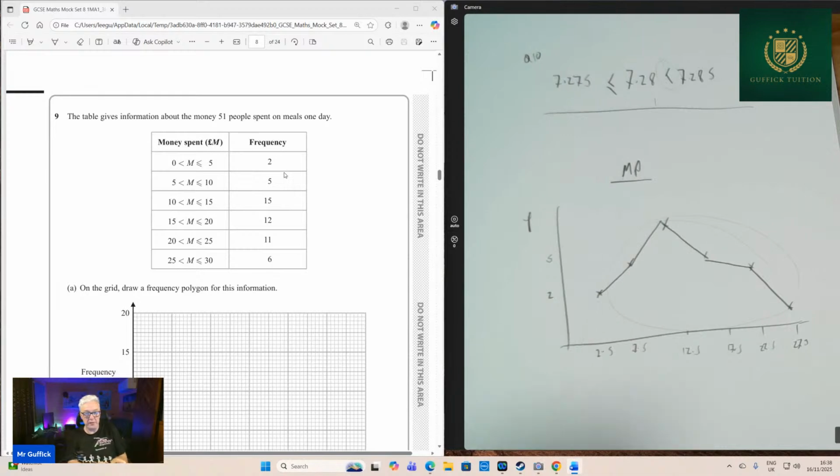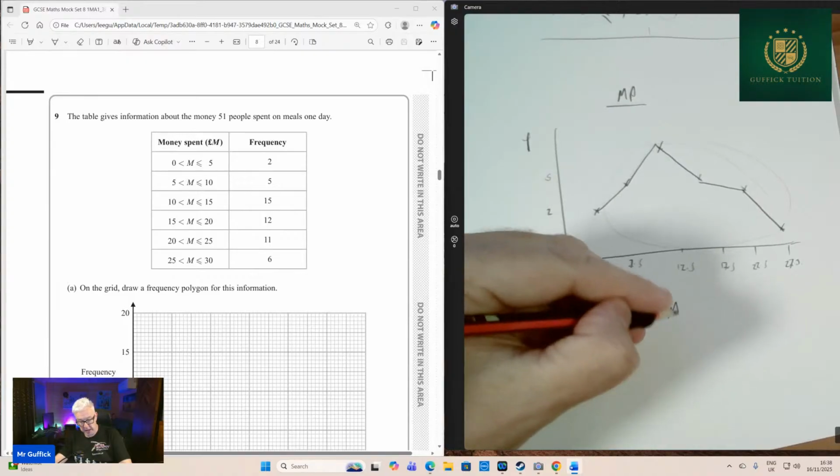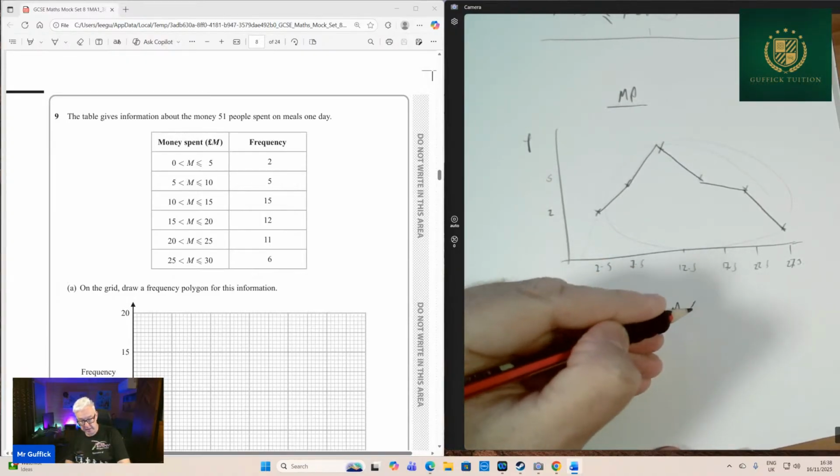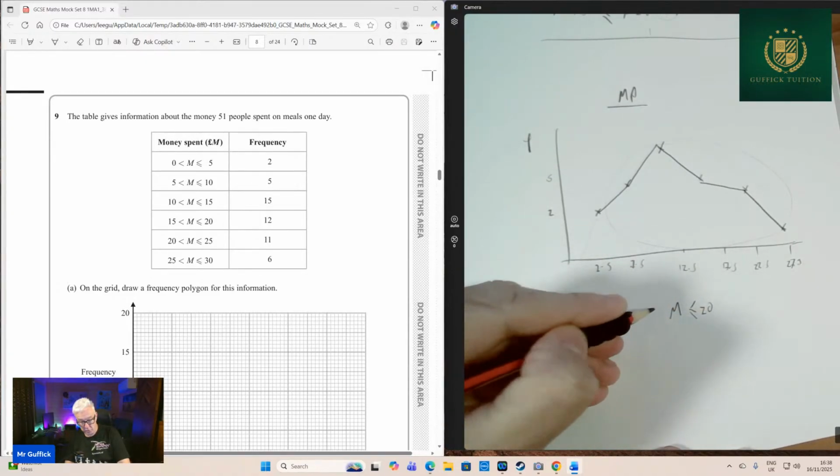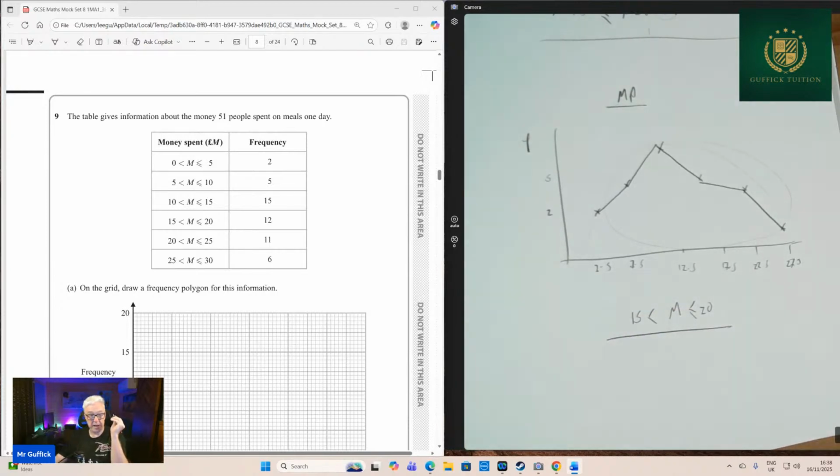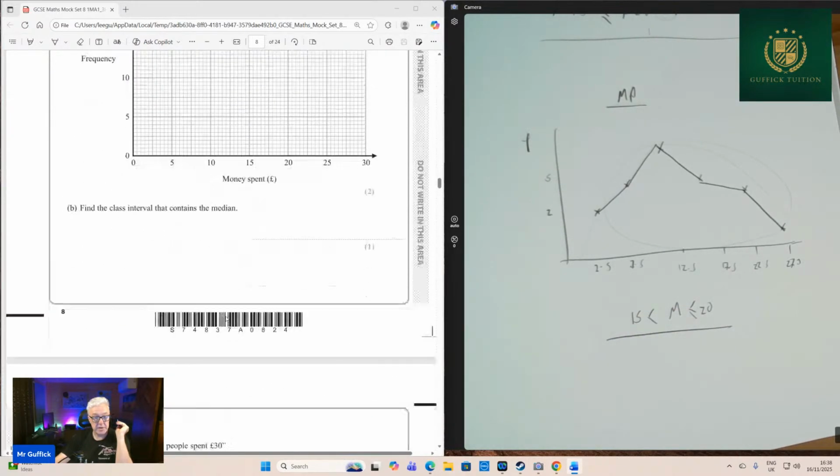So let's add it up. We've got 2 in the first class and 5 in the second. So that means we've got 7 at the end of this class here. The next one, we've got 15, so we're at 22 by the time we get to the end of this class. And remember, we're aiming for 25, and there's 12 in this class here. So it means that the median must lie somewhere in this class. So what we're going to write down is that our median, M, lies in the class where M is less than or equal to 20, but greater than 15. So that's the answer for the class that contains the median.